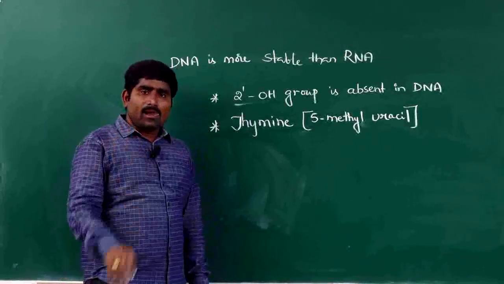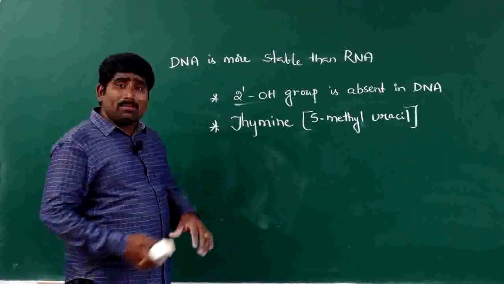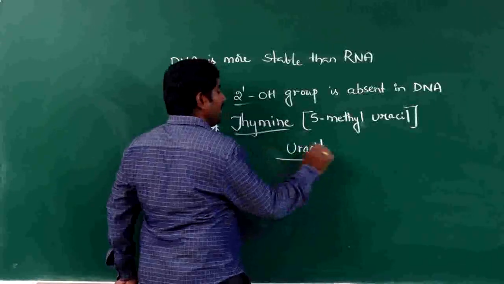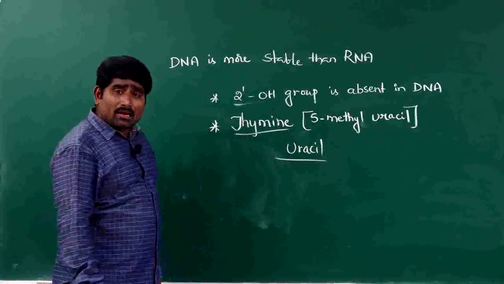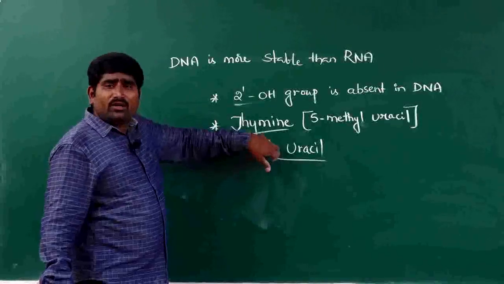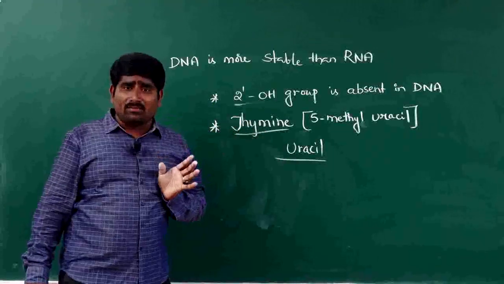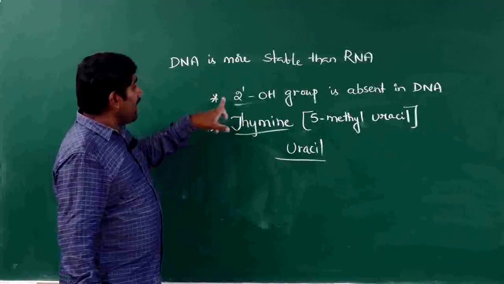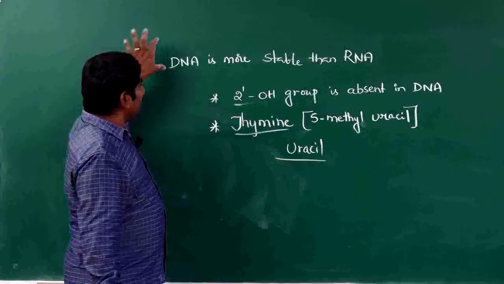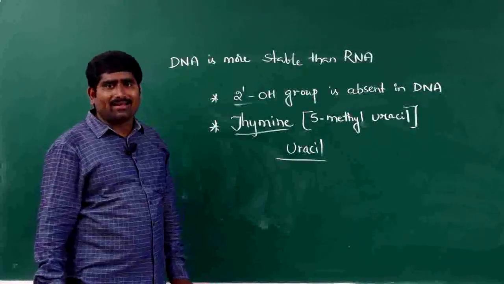Thymine is a better nitrogen base compared to uracil. Uracil is the less stable nitrogen base, whereas thymine is the more stable nitrogen base. So due to the presence of thymine, and because the 2' OH group is absent in DNA, DNA is a better, more stable genetic material than RNA.